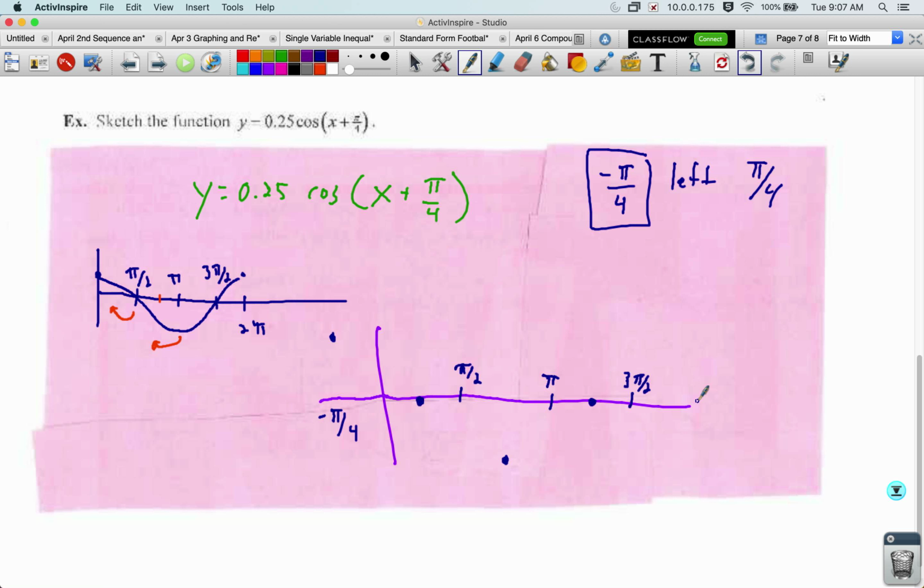Hit minimum right there. This was, say, 2 pi out here, meaning we hit our maximum pi over 4 units before we reach that. And so here's our sketch. Let's show it keeps going. And then we haven't labeled the amplitude yet. This is going from 0.25 down to negative 0.25.